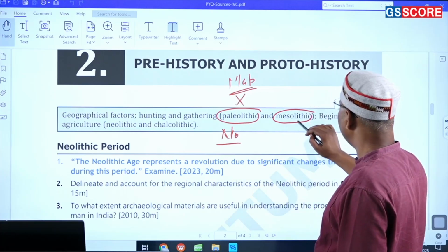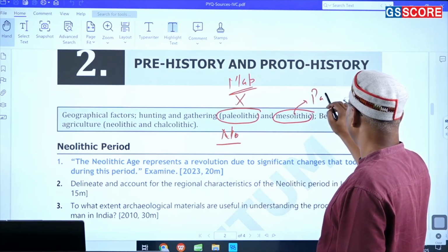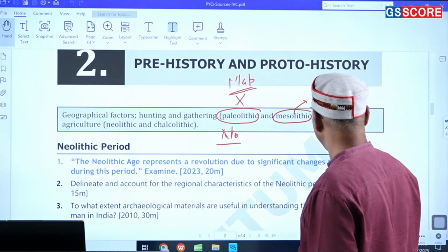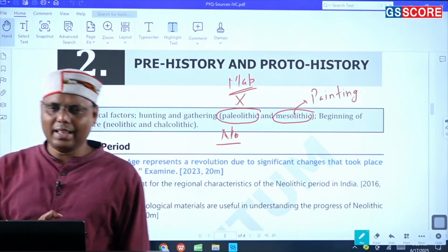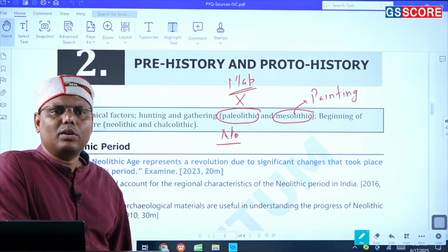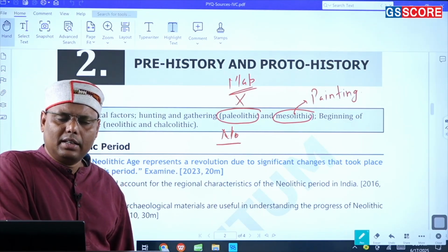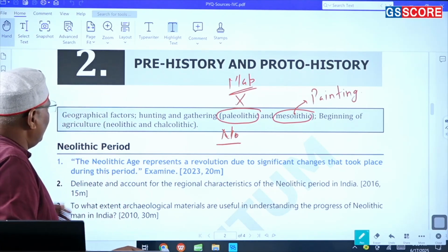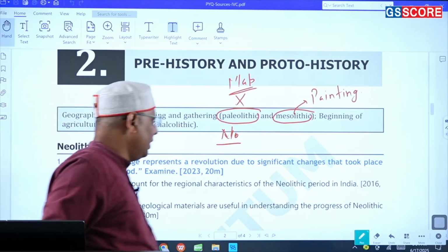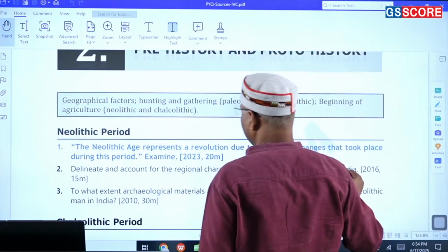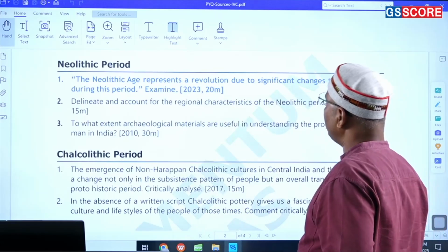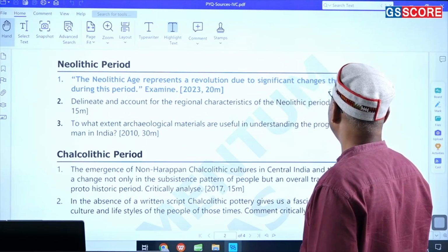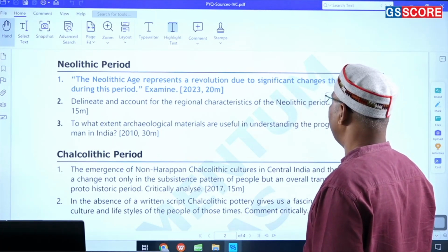On the other hand, when it comes to Mesolithic, the only possible topic is painting. You all know that there are massive cave paintings we find in the Mesolithic period, and that may be one basis of a question: how are these paintings helpful in writing the history of the Mesolithic period? But they haven't asked this question ever before, and you can see it from the questions only, right? So in 2023 they asked one question about how the Neolithic age represented a revolution due to significant change that took place during this particular period, right?